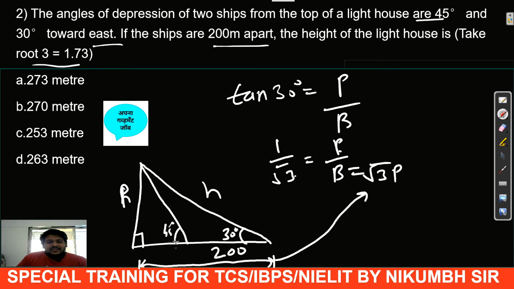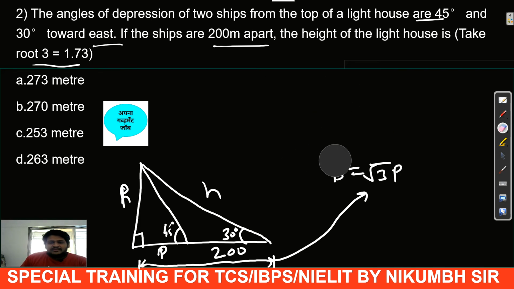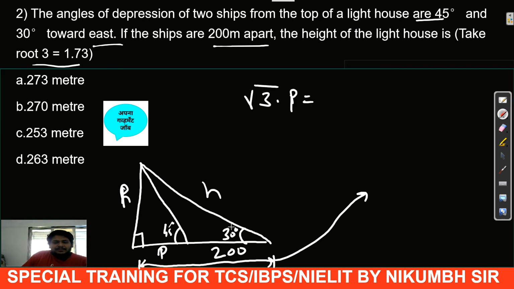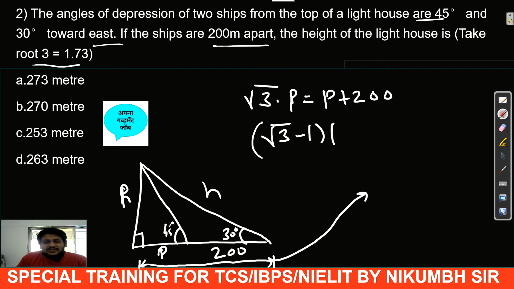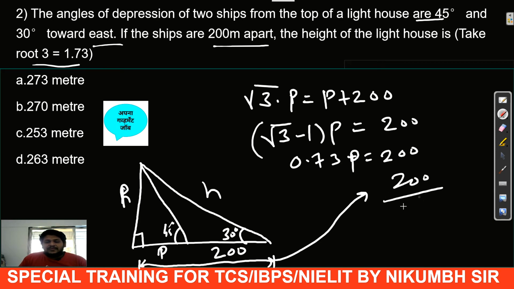Now I have to find this value. So tan 45 means 1, so 1 into p. It's easy. Now we will do our trick. Just remember this value root 3p. So total is root 3 into p, which equals p plus 200. Let's take this p that side. So it will become root 3 minus 1, p taking common, equals 200. Then here you have 1.73 minus 1, which is 0.73. So 0.73 p equals 200. So 200 divided by 0.73. This is your answer.